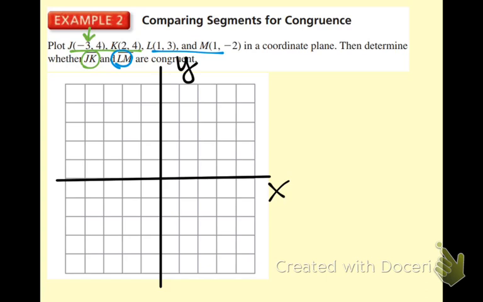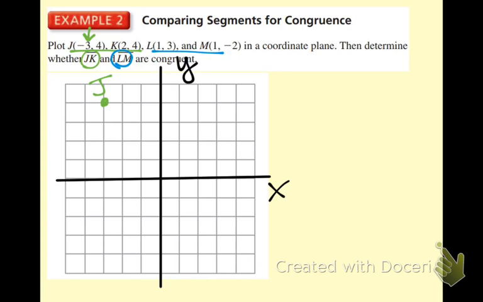J is negative 3, 4. So from my origin, am I going to go left or right? Left because of negative 3, so 1, 2, 3. And then am I going to go up or down? Up 4. 1, 2, 3, 4. Yep, negative 3, 4. And then I'm going to label it J. It kind of helps you organize your thoughts.